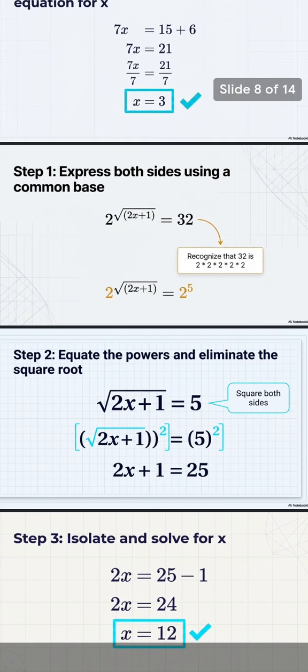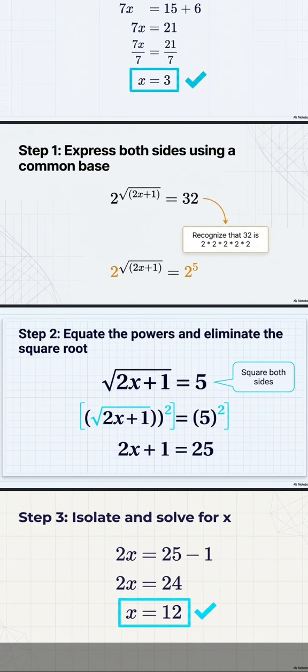Now, furthermore, the next challenge is a combination of surds and indices. We have 2 raised to the power square root of 2x plus 1 is equal to 32. You express 32 as a base of 2, because if both sides don't have the same base, then we cannot equate their powers. So in that case, 32 is the same thing as 2 raised to the power 5. We now have 2 raised to the power square root of 2x plus 1 is equal to 2 raised to the power 5. Since they have the same base now, we can equate the powers: root 2x plus 1 is equal to 5.